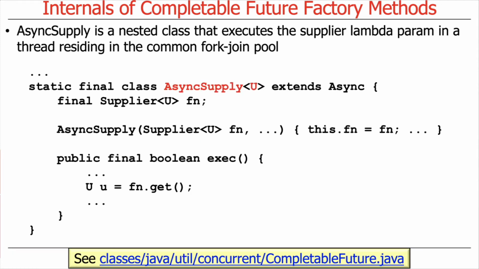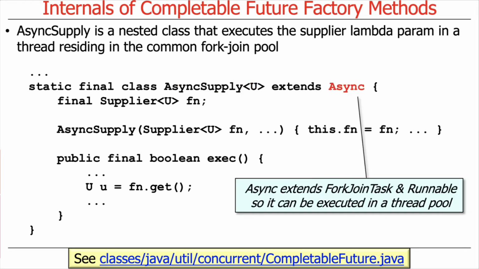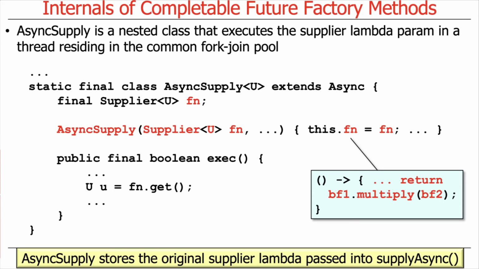So this is a good example of message passing, which is one of those reactive programming principles we talked about. Here's what AsyncSupply looks like. It's a class. It's a static final class nested inside of CompletableFuture. And you can see it extends something called Async. And that allows it to be used in a thread pool, in the common fork join pool in particular in this case. And what we do here is the constructor for AsyncSupply, which you recall takes this supplier. It takes that supplier parameter and it stashes it away in a local field in the instance of AsyncSupply.